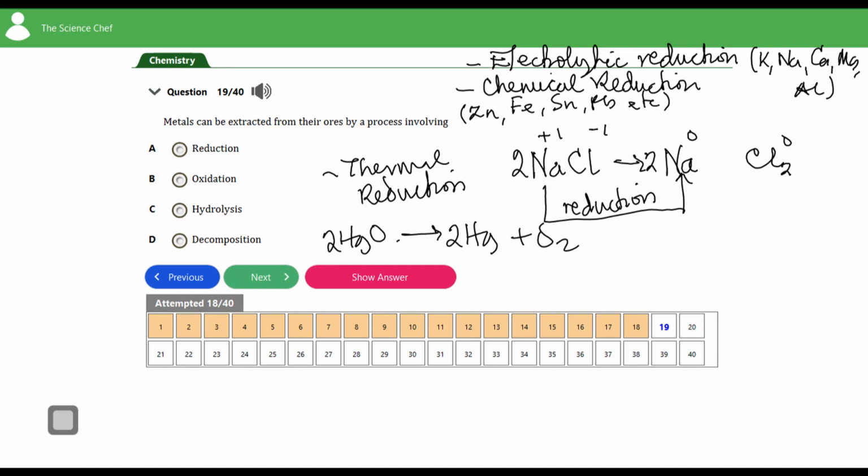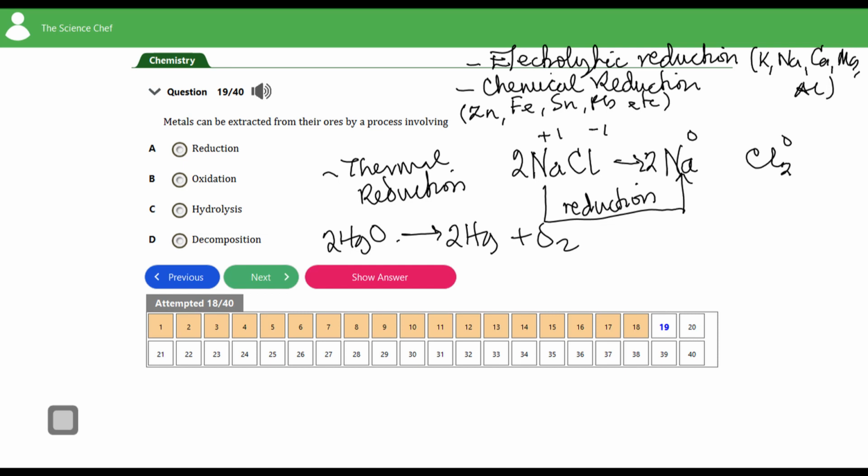So the answer here is what? A. It is not oxidation, because oxidation is the increase in oxidation number. As you can see in this reaction, the oxidation number of sodium is not increasing, rather it is decreasing. It is the oxidation number of the chlorine atom that is increasing from -1 to 0, so it cannot be oxidation.